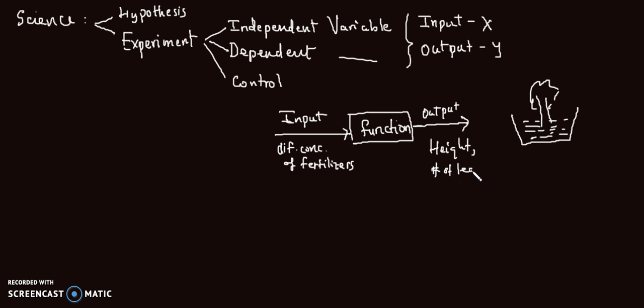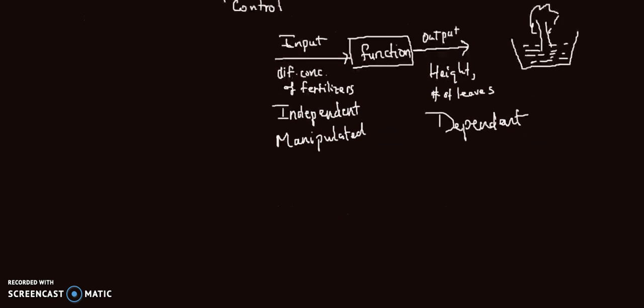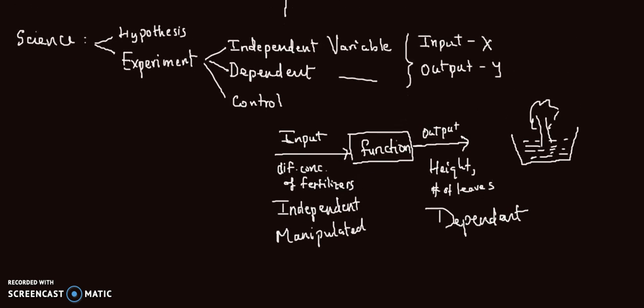So for example, the height and number of leaves are dependent on what we call the manipulated variables here. So that's why the input also has the name independent, or manipulated variable. And then here the output is called dependent variable. So in class I already talked to you about this, so this is just a quick review.